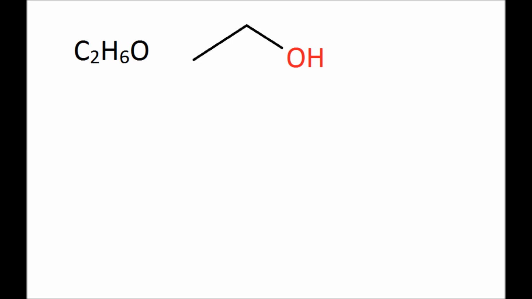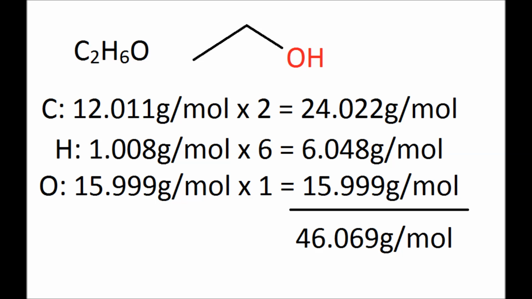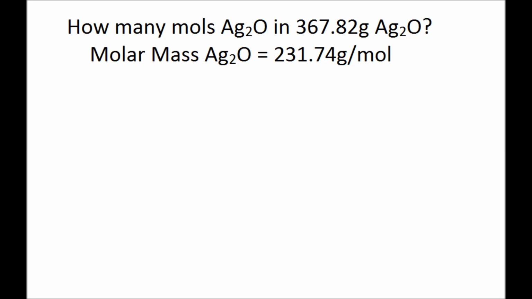Let's try another one, say ethanol, for example. Ethanol's molecular formula is C2H6O, so we need to find the molar masses of each one of those. Following the same thing we did with silver, we just take the number of carbons multiplied by the molar mass of carbon. 12.011 grams per mole times 2 is 24.022 grams per mole. If we follow those same steps for every element in ethanol, we'll find that the molar mass of ethanol is 46.069 grams per mole. Now we know how to find the molar mass of a substance.